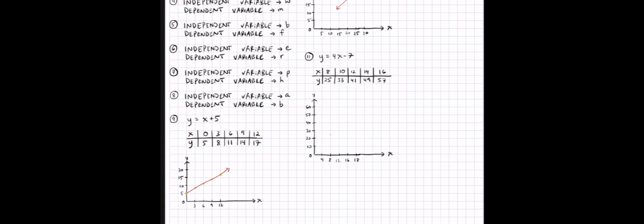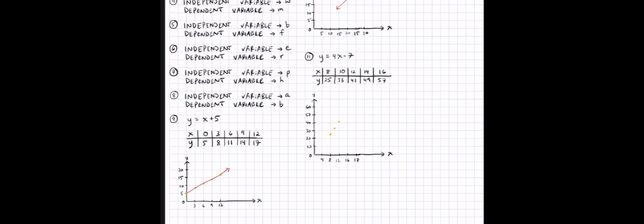Okay. 8 comma 25. 25 is halfway between 20 and 30. 10 comma 33. 10's between 8 and 12. I have to go up to 33. It's definitely less than half a box here. 12 comma 41. 41 is a little past 40, just barely. It's a tenth of a box.